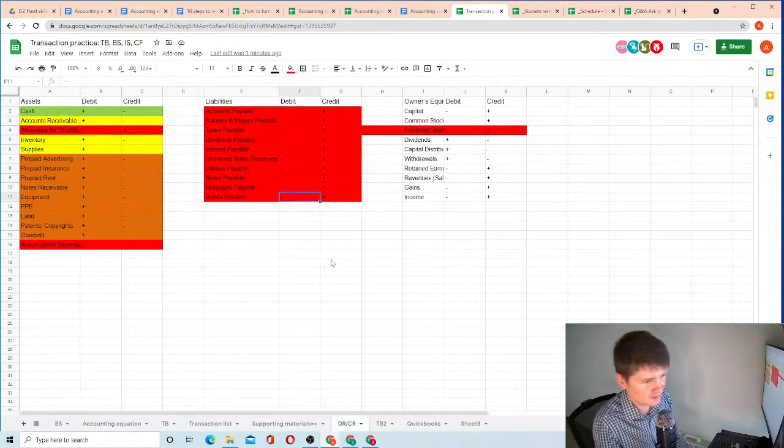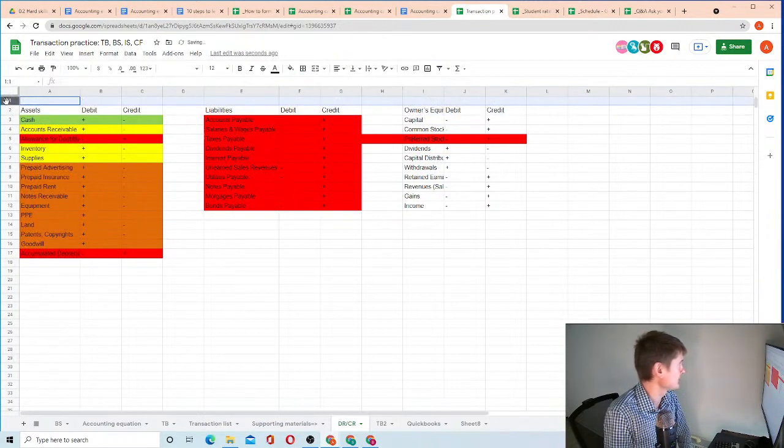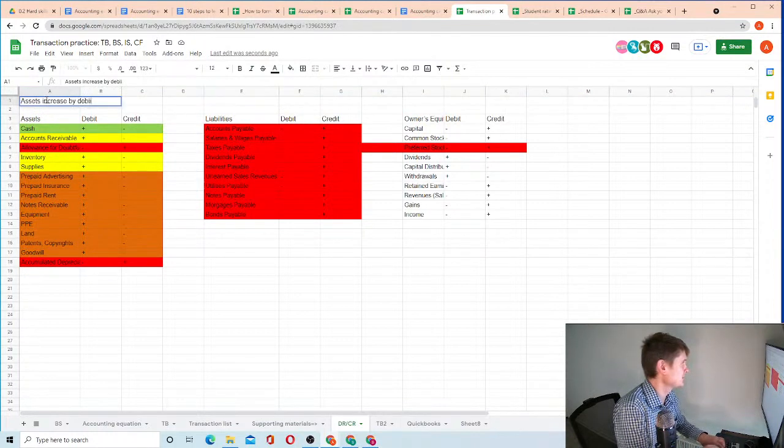And that's, again, for someone who already knows something about accounting, not news, but there is a general rule which says that assets increase by debits, decrease by credits.